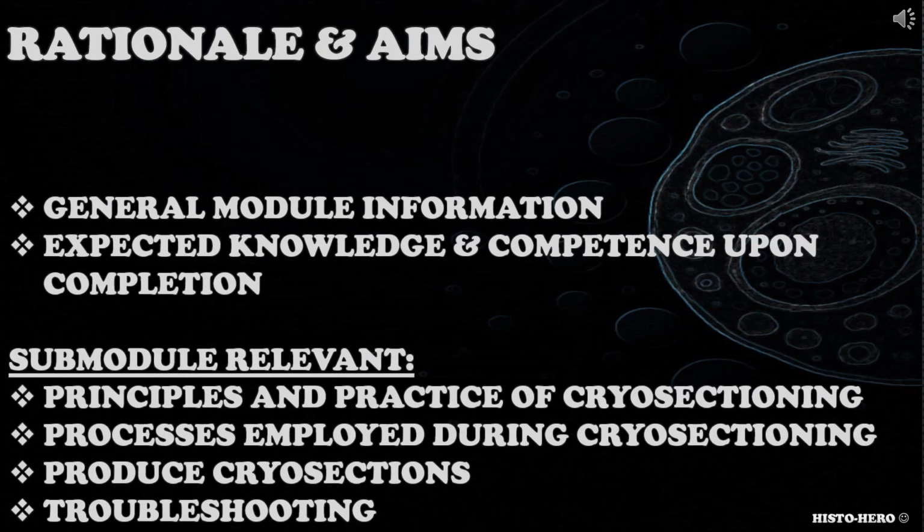Rationale and aims of this submodule outline the general information and expected knowledge and competence that needs to be achieved when this submodule is completed. These are relevant to each submodule. For the cryotomy submodule, the expectations are that the candidate will have understanding of the principles and practice of producing cryosections for staining and evaluation. Will gain knowledge and understanding of processes employed during the production of high-quality tissue cryosection suitable for routine staining, special stains, IHC, or FISH. Will be able to produce suitable cryosections from variety of tissues. Will be able to apply their knowledge and understanding to recognize and solve common problems during cryosectioning.